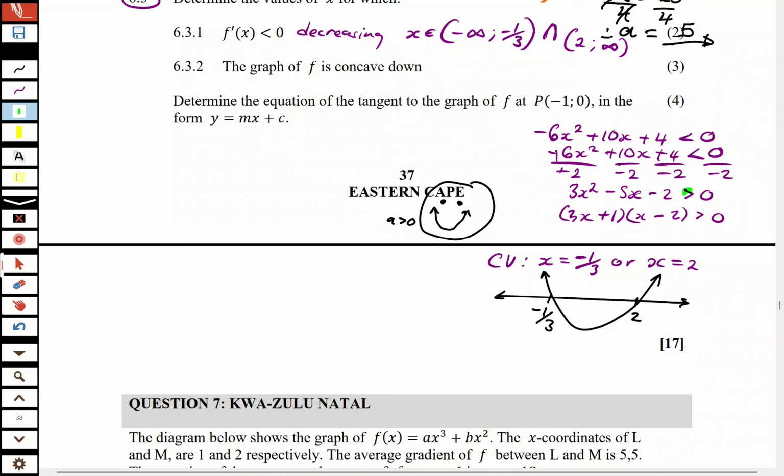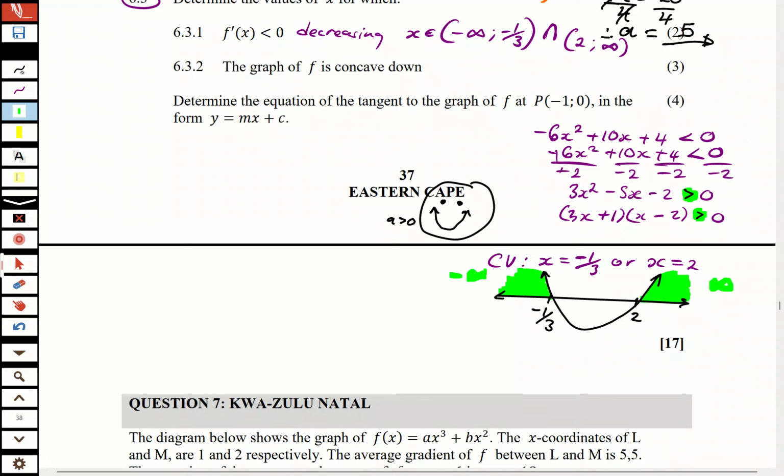So since it is greater than there, you can see it is greater than. It means the solution is what? Outside. We're looking at where our function is greater than 0, meaning where is our function above the x-axis. Where? Above the x-axis. So this starts to happen from negative infinity to negative one third there.